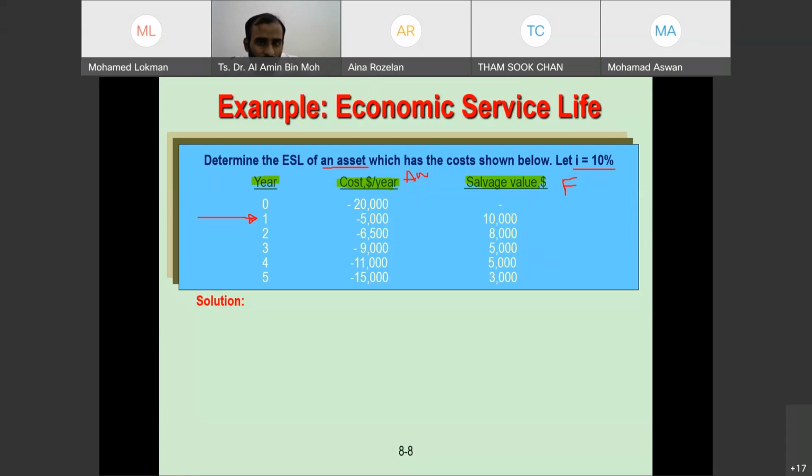So you need to calculate the AW for each year. So we are going to start with AW1. Okay. So AW1, you have the year 0 here. Okay, 20,000. And then minus 5,000 of this cost. And you have this salvage value. So we are going to calculate this.